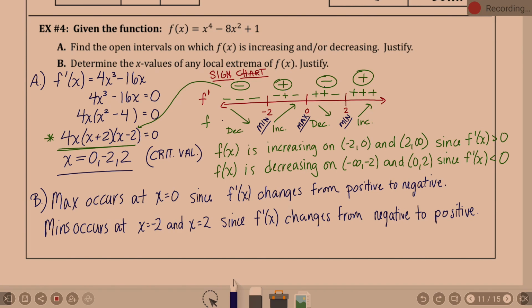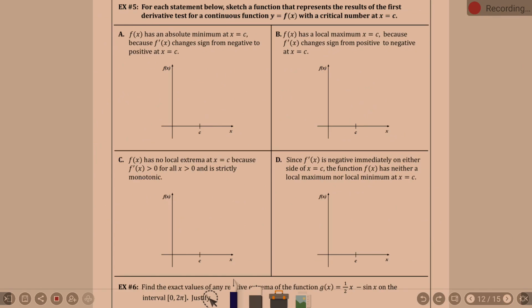Okay. For each statement, sketch a function that represents the result of the first derivative test for a continuous function y equals f of x with a critical number at x equals c. Okay, so let's read our clues. f of x has an absolute minimum at x equals c because f prime of x changes from negative to positive at x equals c.